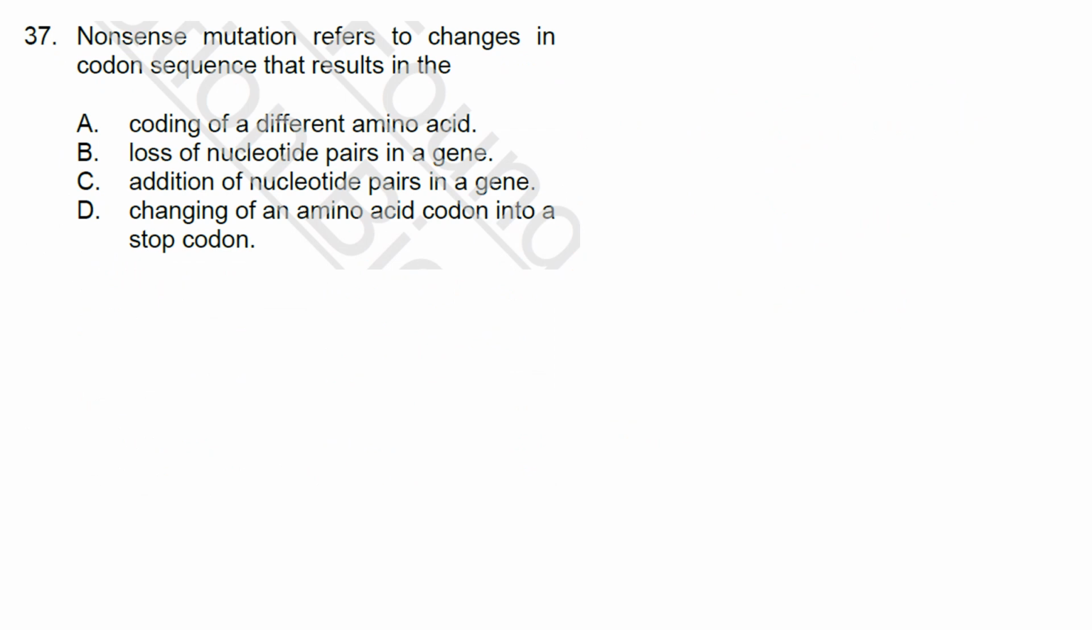Question 37. Nonsense mutation refers to changes in codon sequence that result in a stop codon. Changing of an amino acid codon into a stop codon. So the answer would be D. Nonsense, so it changes the code to a stop codon.